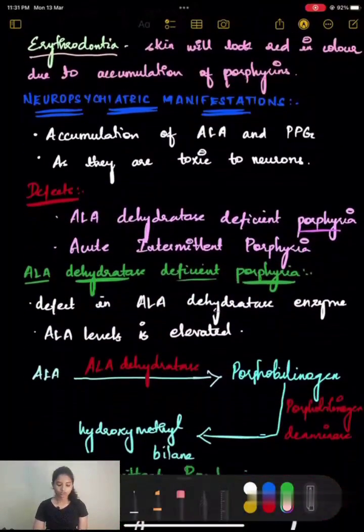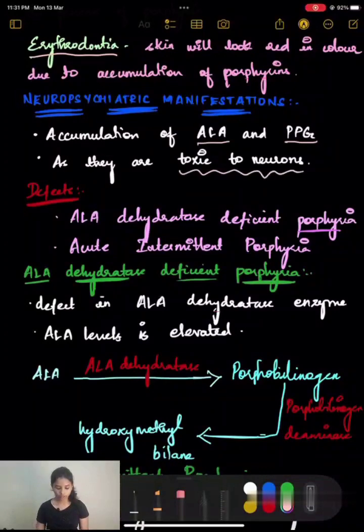As I already told you, in neuropsychiatric manifestation there is accumulation of ALA and PBG, and they are toxic to the neurons. So there are 2 defects over here. The first one is ALA dehydratase deficient porphyria and the other one is acute intermittent porphyria.